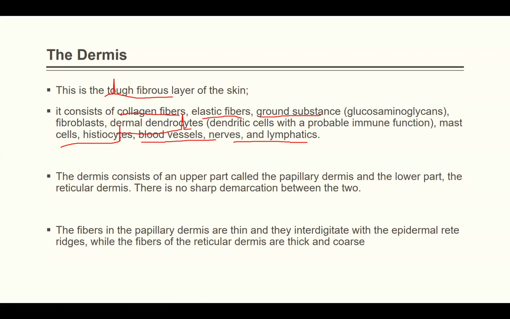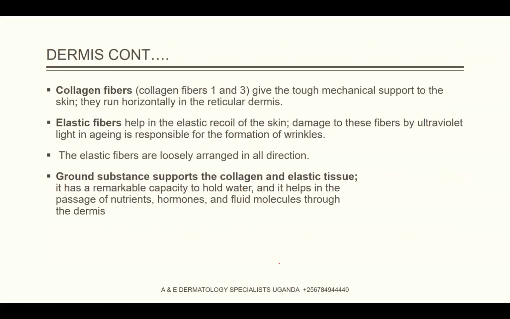Furthermore, even the collagen that we have in the dermis has types. The majority of the collagen is collagen type 1 and 3, and usually these give mechanical support to the skin, and they run horizontally within the reticular dermis. Elastic fibers are for recoil, but they're dispersed all the way through without any particular pattern. These fibers are very key, because as you grow old, they are very sensitive to ultraviolet radiation, and when they're damaged, you get the effects of aging: the wrinkling and solar elastosis, all because of damage to the elastic fibers.